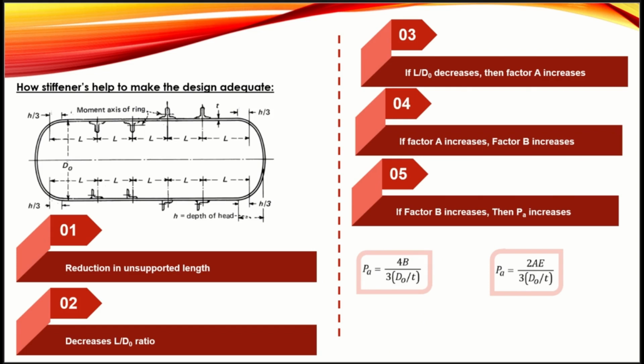I need to tell two more points before ending this session, guys. What is the distance between one stiffener ring and the next? How much distance is allowed? The code gives that for up to 8 feet, the spacing from the center of one ring to the center of another ring is 2D. For above 8 feet, the ring spacing is D, guys.